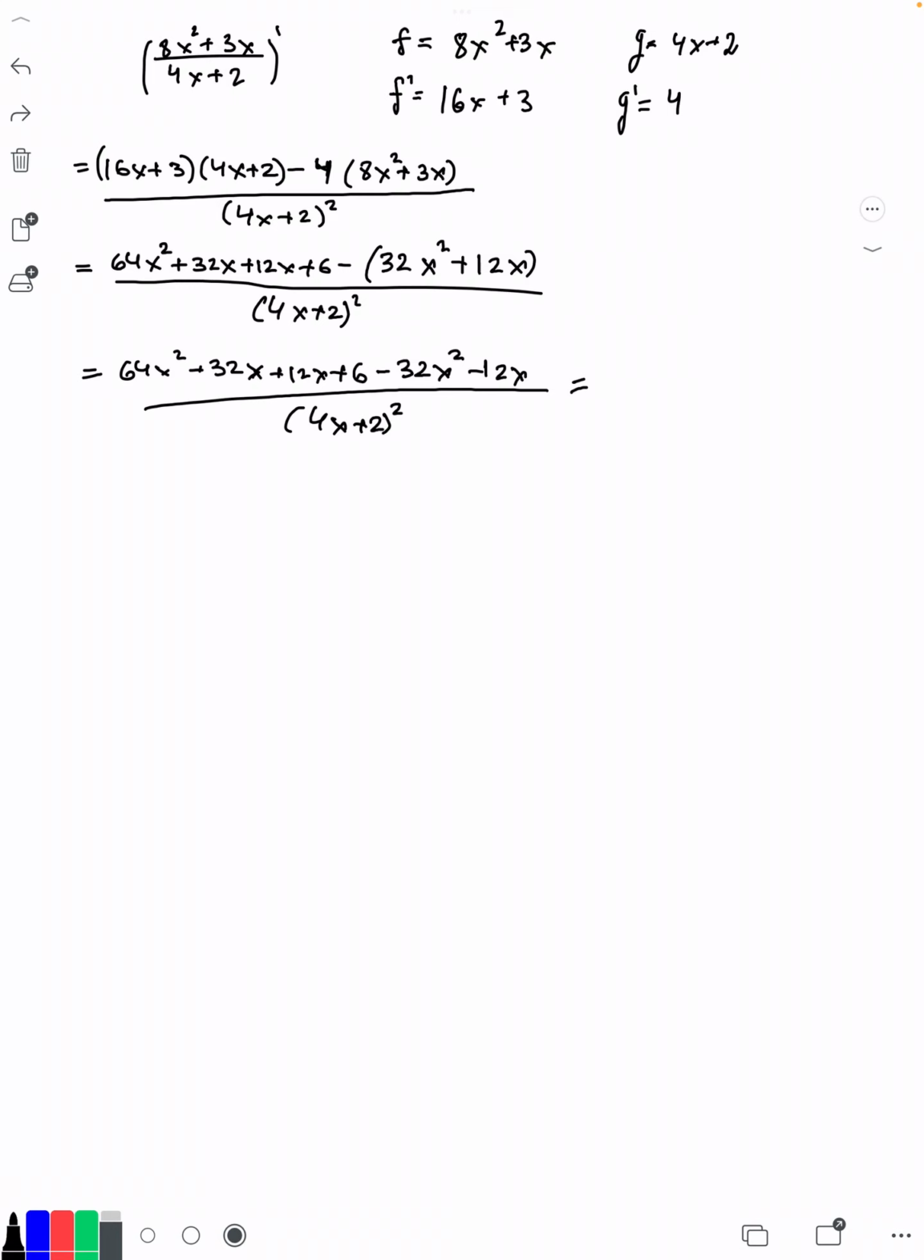Now we're gonna solve it. 64x squared minus 32x squared is 32x squared. 32x squared plus 12x squared is 44x squared. 32x plus 12x is 44x, minus 12x is 32x, then plus 6, divided by 4x plus 2 to the power of 2. Perfect.